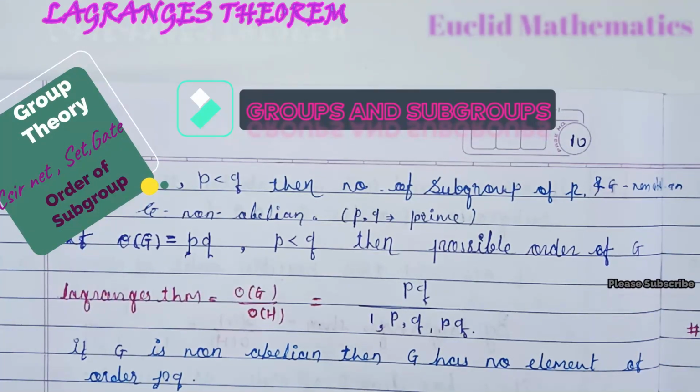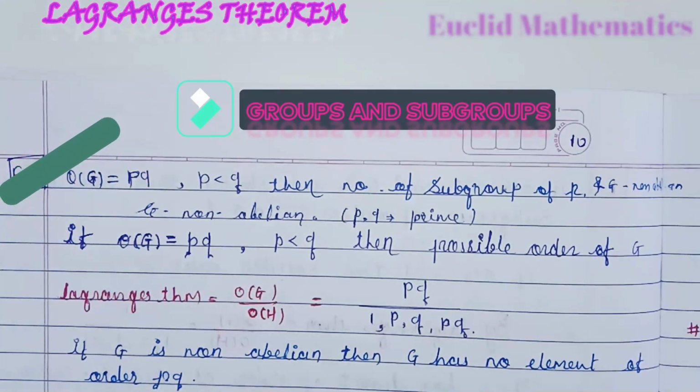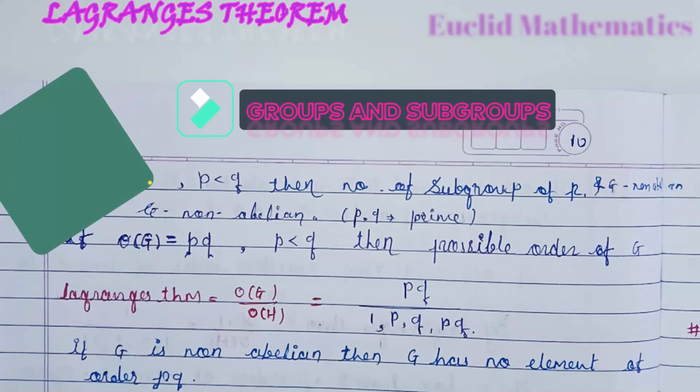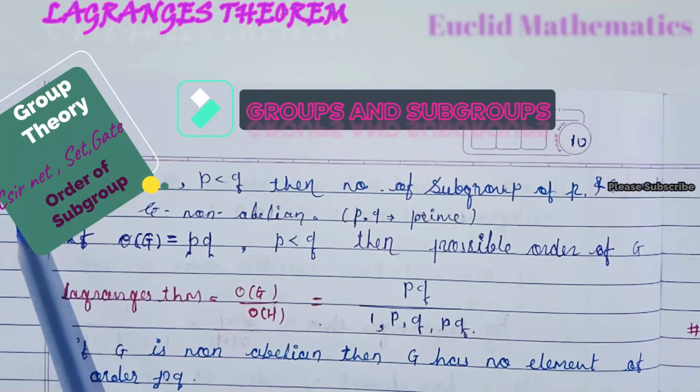So let's dive directly into today's topic, and we will see how one can find subgroups of a group by using Lagrange's theorem with the help of prime elements. I selected prime elements in my example today, so you can see it here.